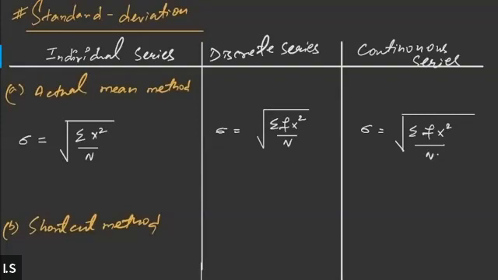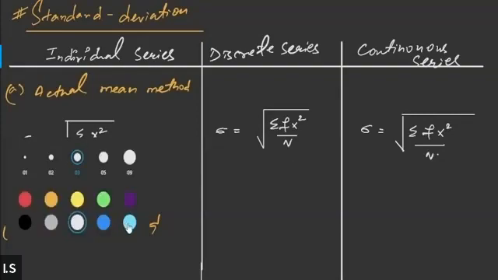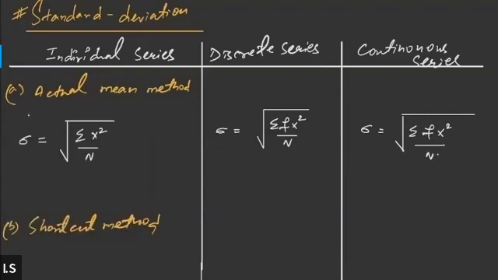Now you will have to understand what x actually means here. See, here x does not mean item, Alexander. Here the meaning of x is deviation. And how do we calculate deviation in case of the actual mean method? In order to calculate deviation, we subtract the value of the mean from the item. When you subtract mean from item, then you will get x. X does not mean item, x means deviation.